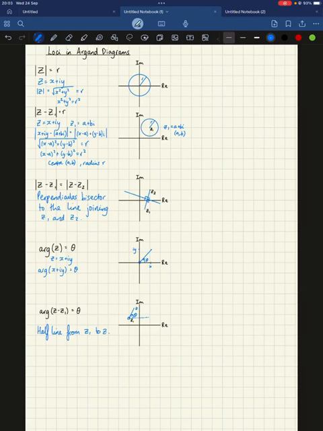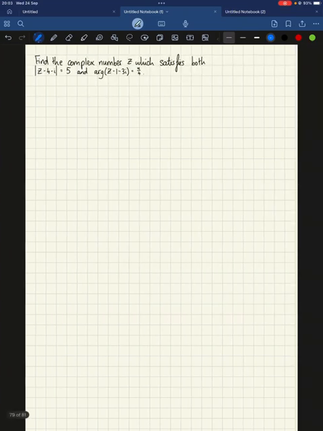Okay, but now what we can get is problems where they are intersecting. So what we can sometimes get is, if the modulus and argument ones are intersecting, we have to find what z is. So like this one over here. It says, find the complex number z which satisfies both the modulus of z minus 4 minus i equals 5 and the argument of z minus 1 minus 3i is pi by 4. So how would we go about doing this?